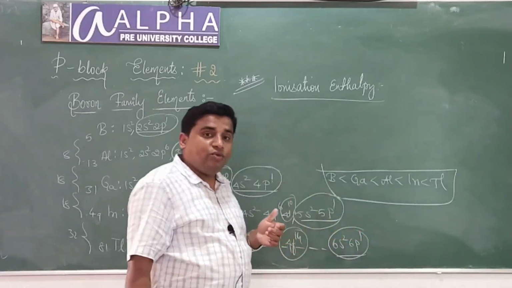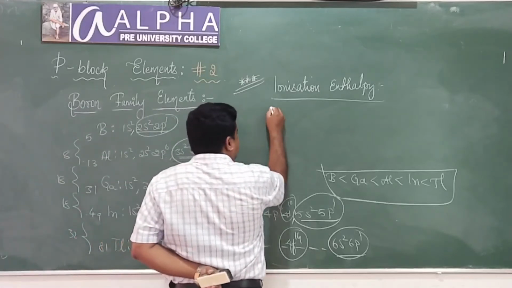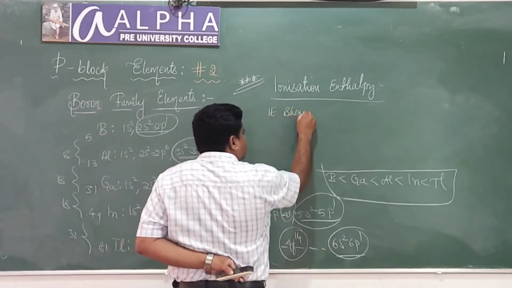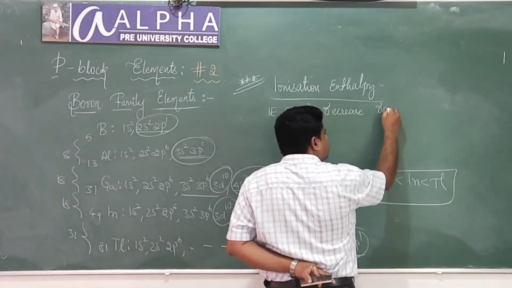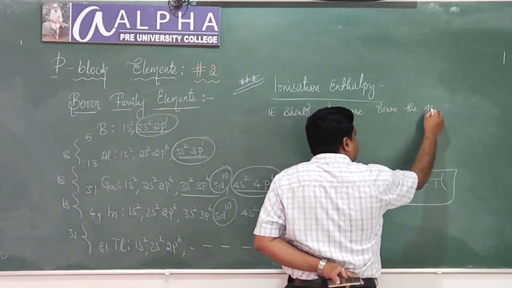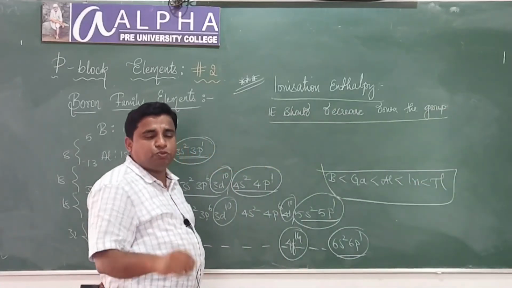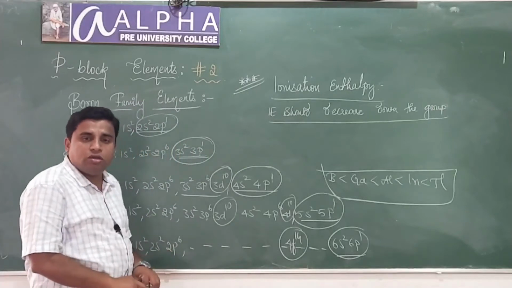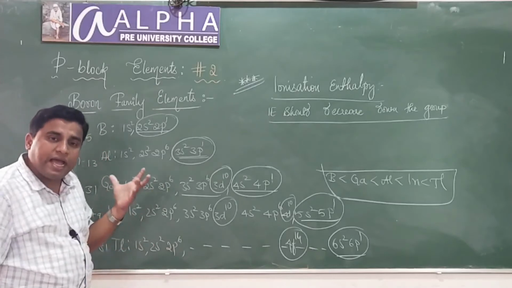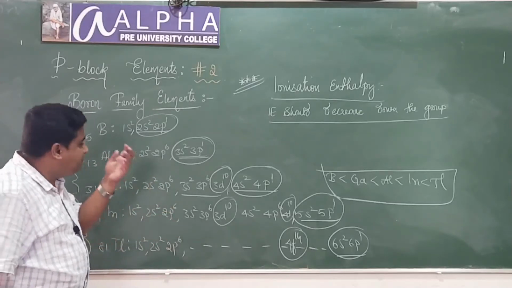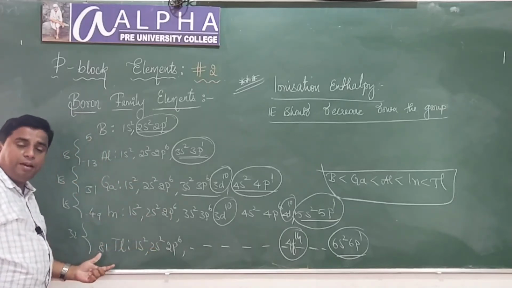We know ionization enthalpy should decrease down the group, correct? Say yes or no? Ionization enthalpy should decrease down the group as we expect. But there is no regular decrease in ionization enthalpy from boron to thallium, as expected.